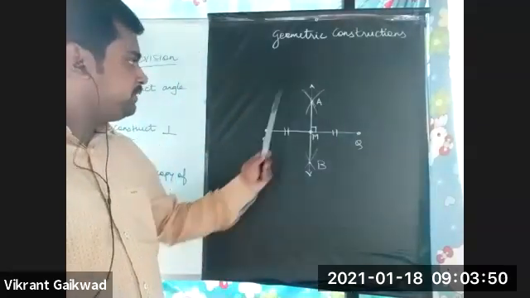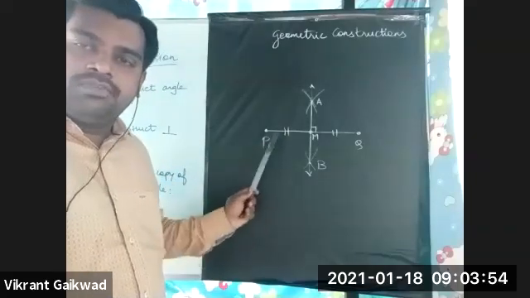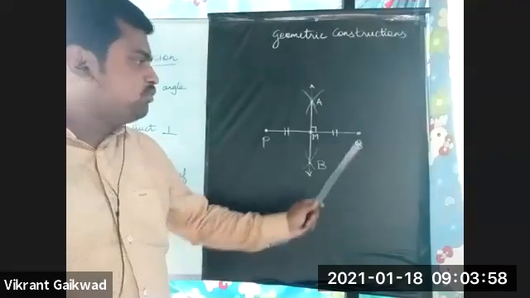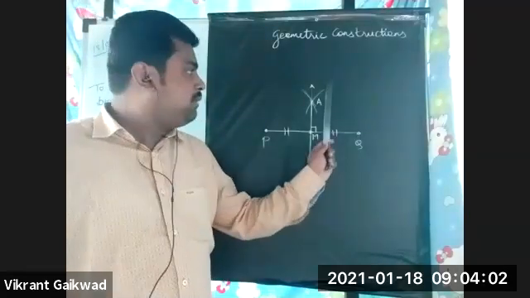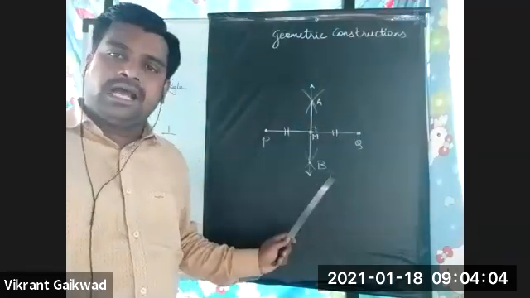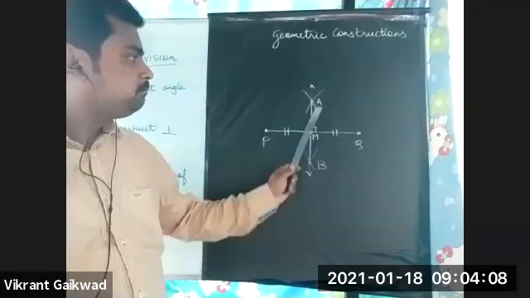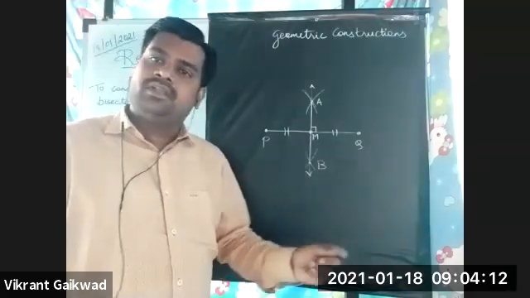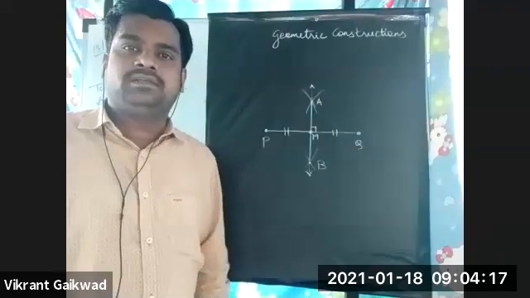And from point P, arc above and below. With the same distance, I move to point Q, above and below. I'll get the two arcs intersecting at points A and B. Join them. The line which I have drawn is the perpendicular bisector.